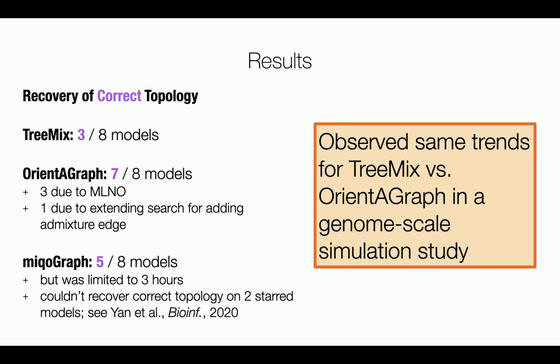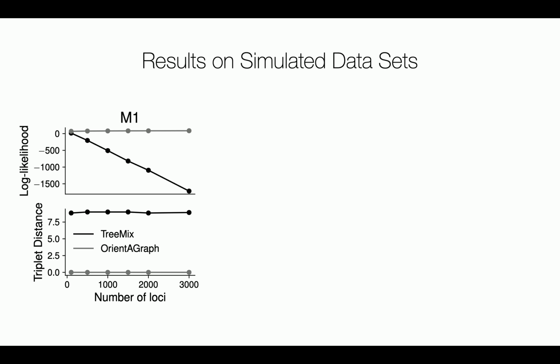And we observed the same trends in a simulation study using genome scale data. So here are the results. On the top plot, I'm showing the log likelihood score of the estimated admixture graph. And on the bottom plot, I'm showing the topological error measured as the triplet distance between the true and estimated admixture graphs. So lower error is better.